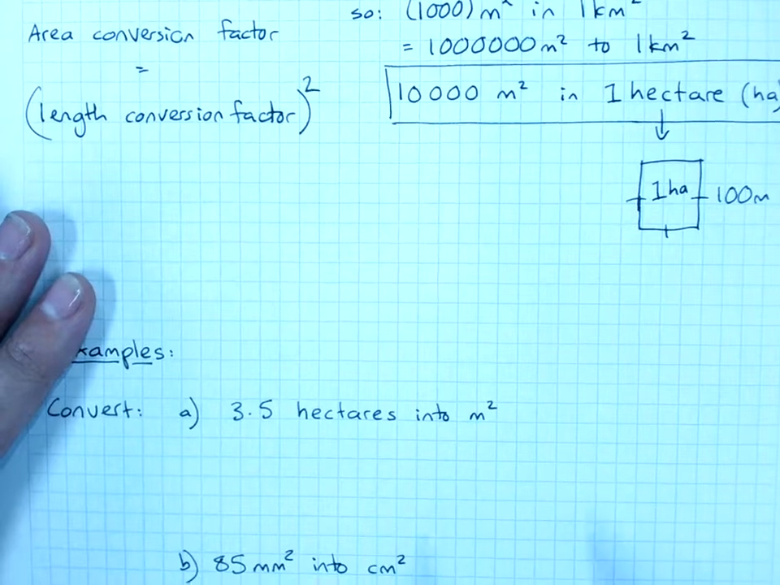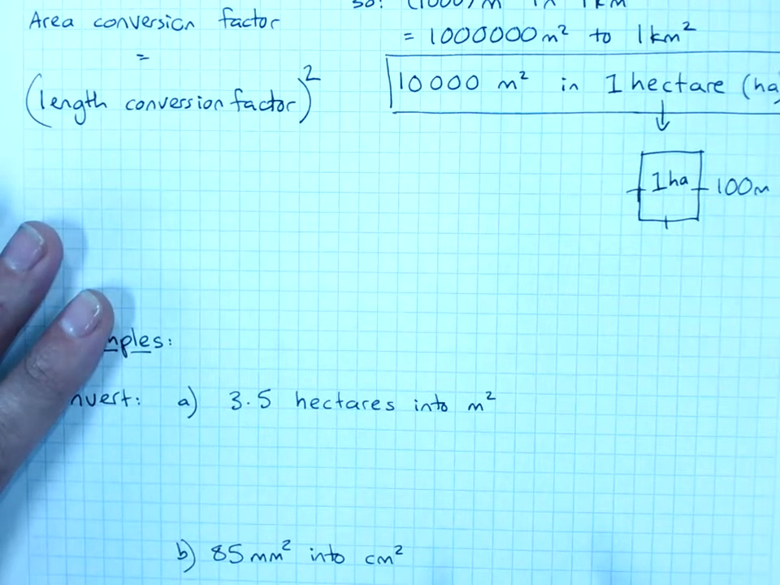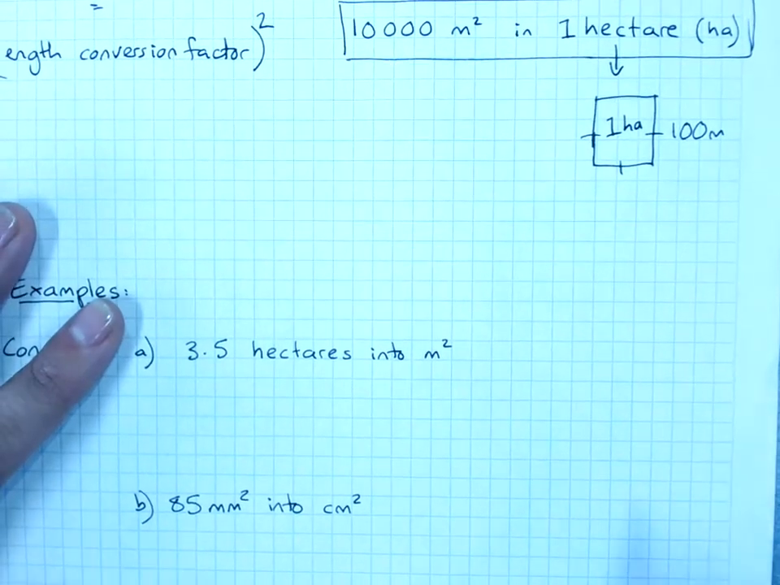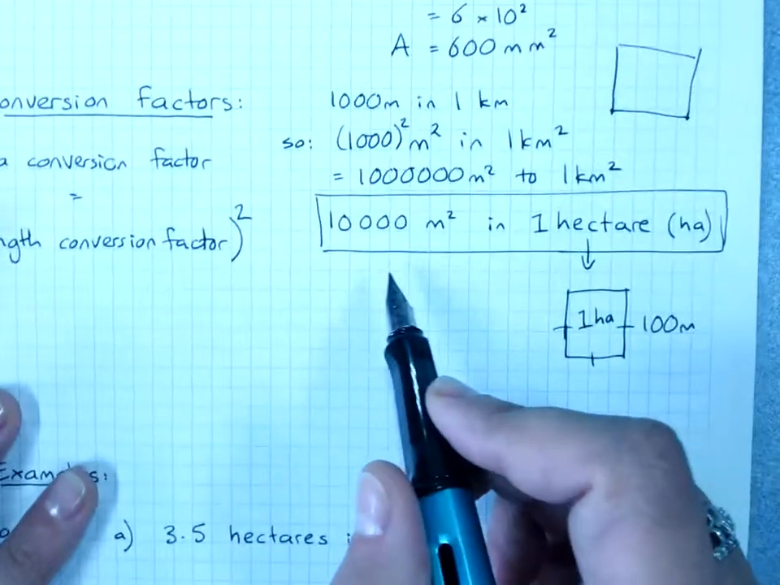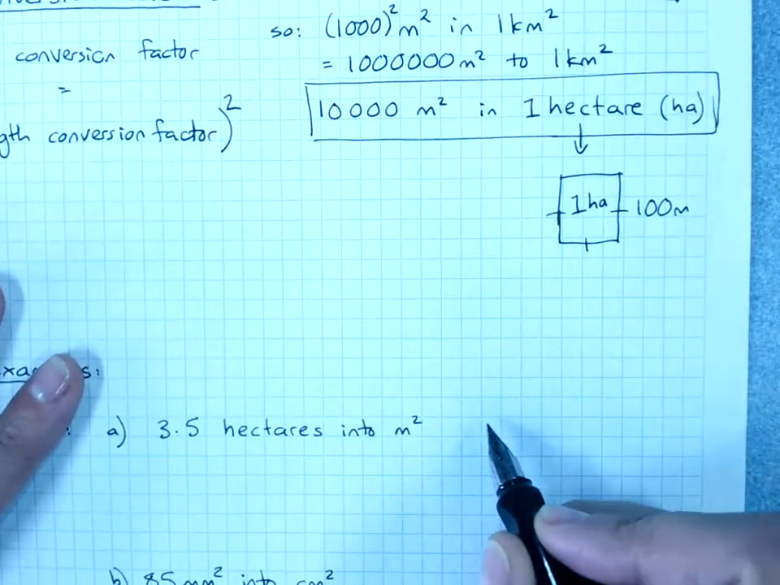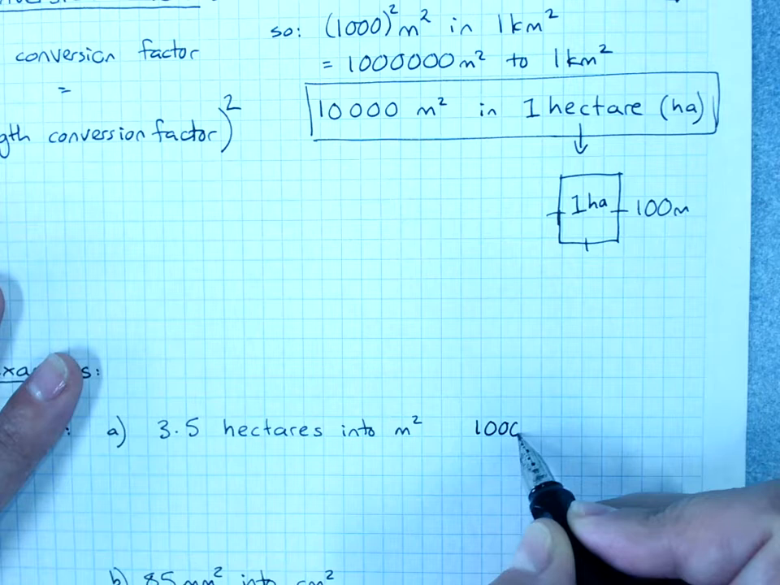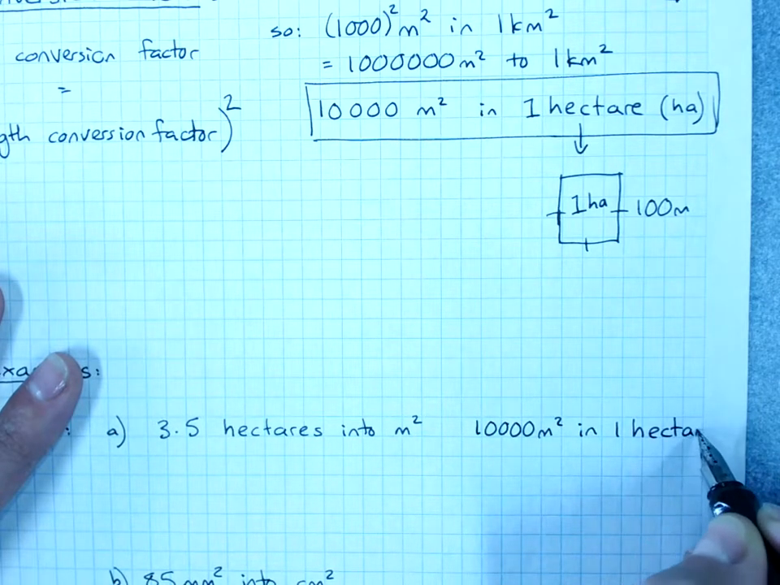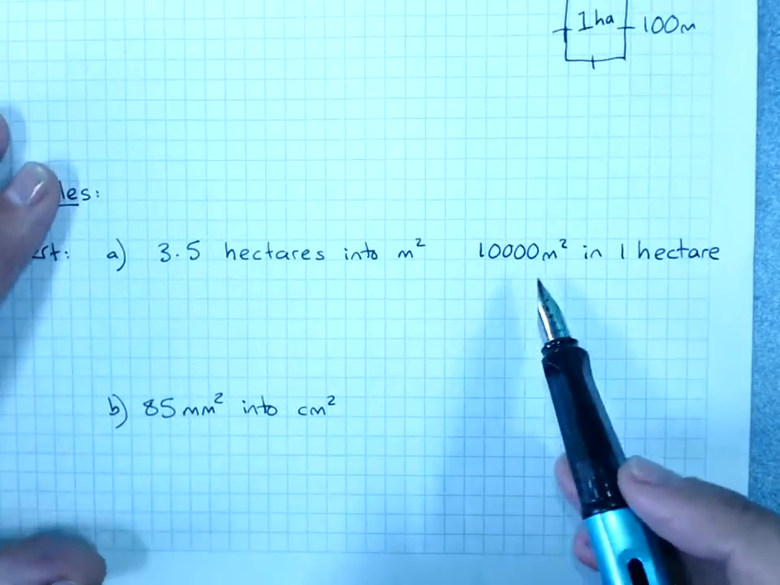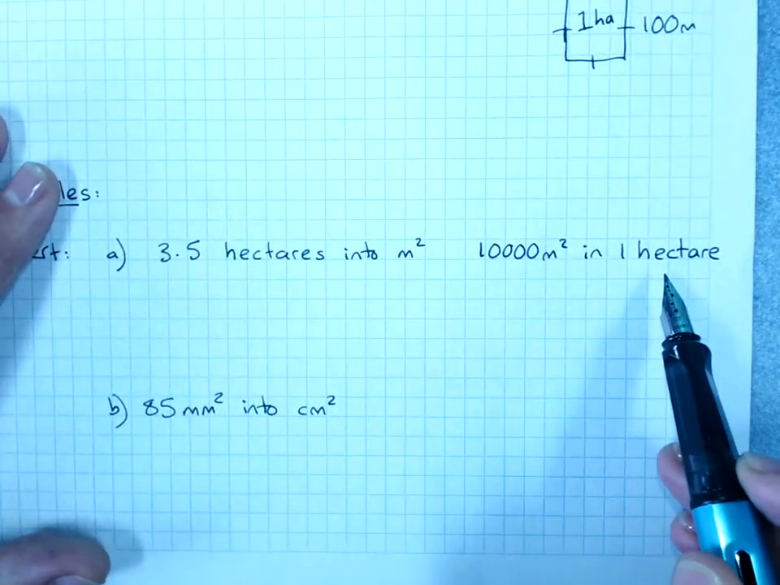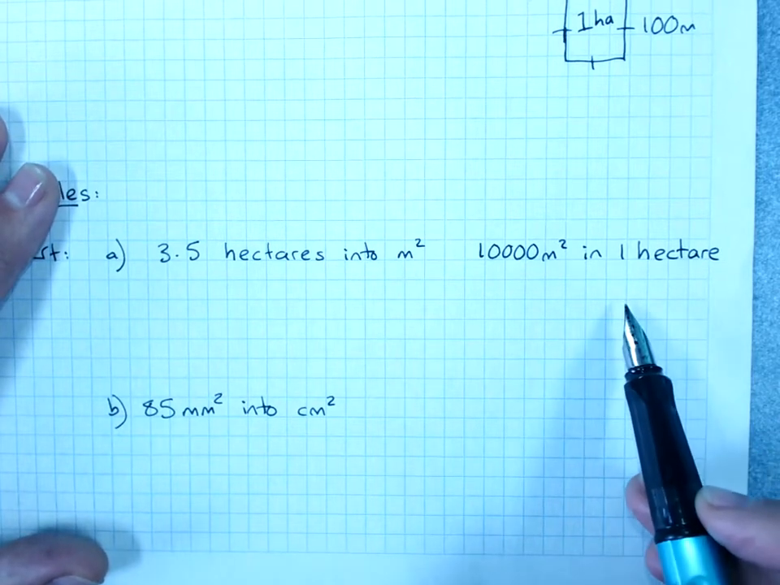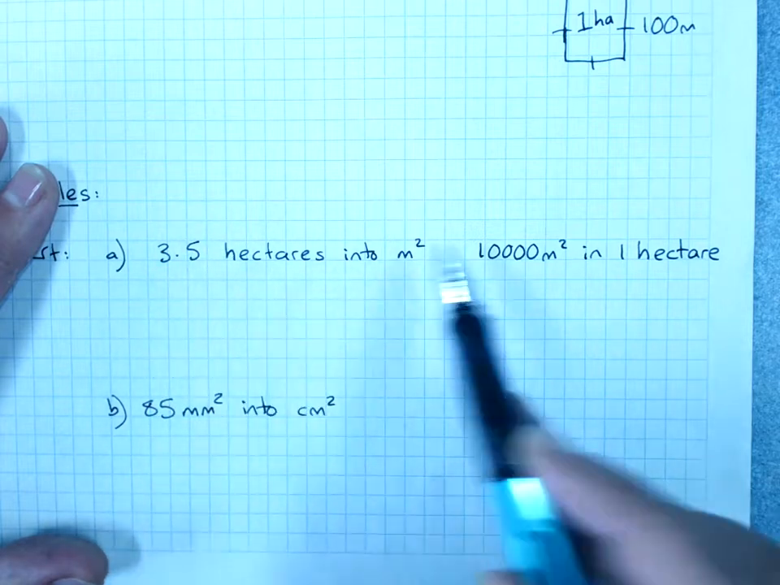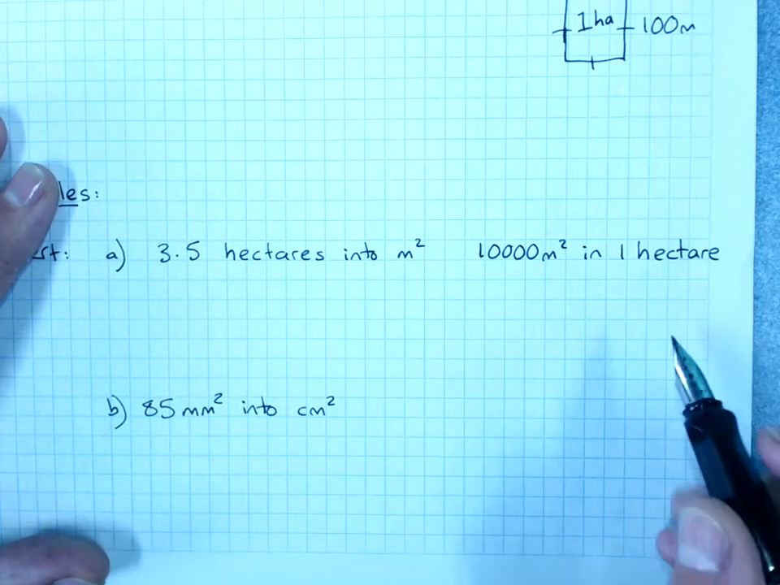Now I'm going to show you 2 ways of showing your working for when you have to convert units of length or area or volume. One method is to write the conversion factor. 10,000 meters squared in 1 hectare. Underneath the appropriate unit, you write the value you've been given. 3.5 hectares, write it under the hectares.